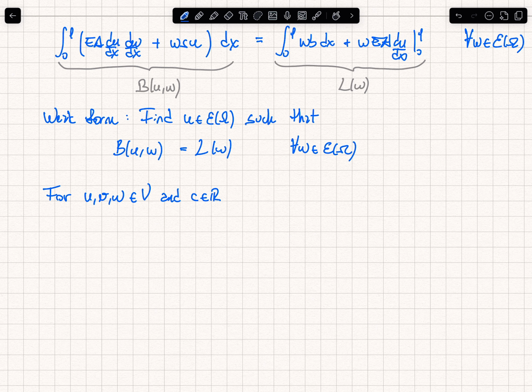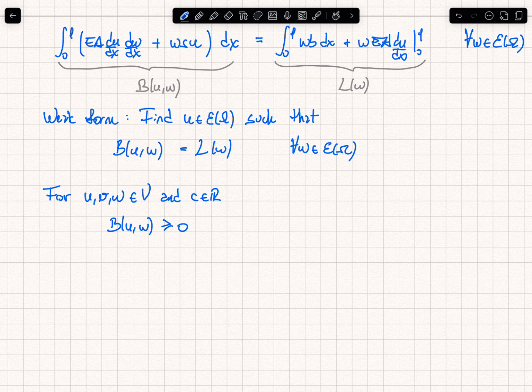This bilinear form has many nice properties. So we can state that the bilinear form is greater than or equal to 0, right? It's only going to be equal to 0 whenever these functions U or W are equal to 0, right? Everything is 0. But otherwise, it has to be greater than 0.